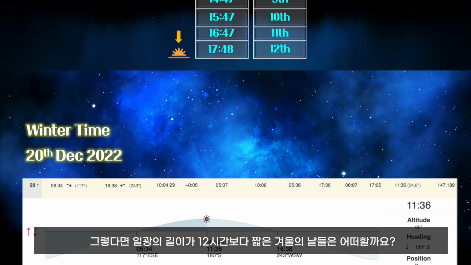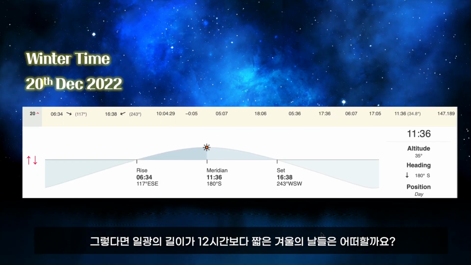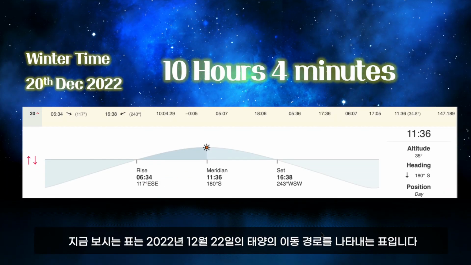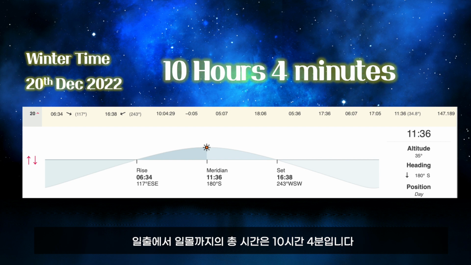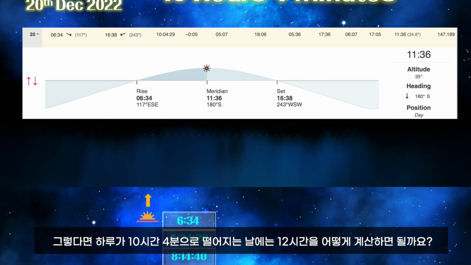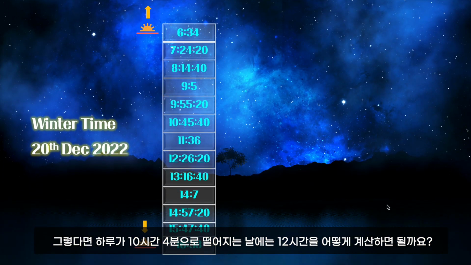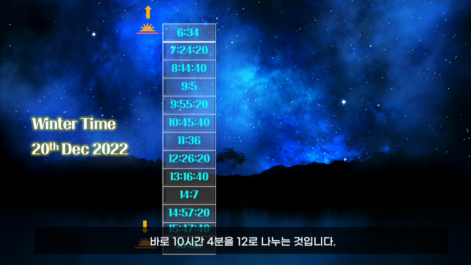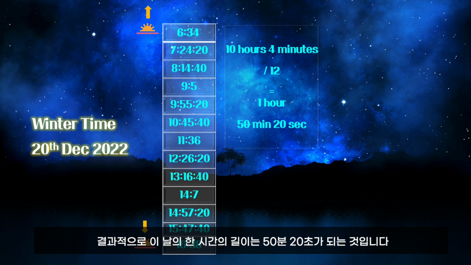But how about winter days, when daylight has less than 12 hours? This is the sunrise and sunset duration for the day 20th December 2022, which is 10 hours and 4 minutes. Then how do we calibrate 12 hours in 10 hours and 4 minutes of daylight? We simply divide 10 hours, 4 minutes by 12, which gives 15 minutes, 20 seconds for 1 hour for this particular day.